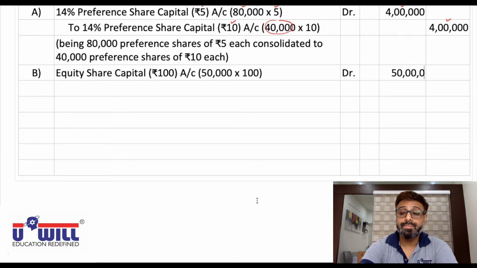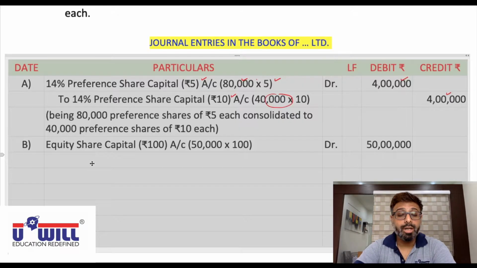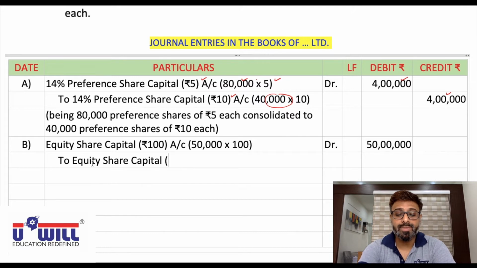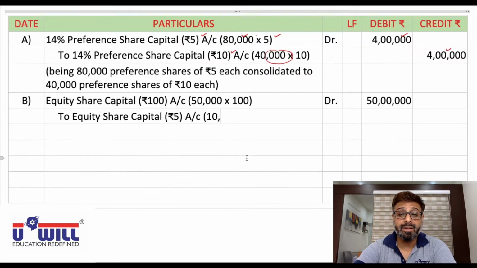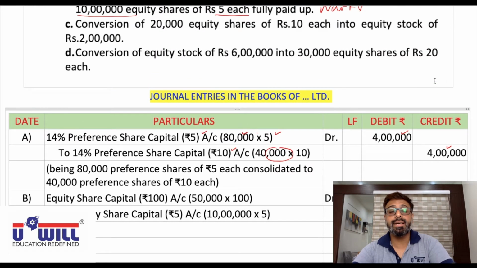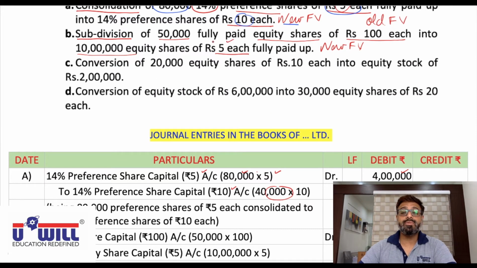And what will you credit? To equity share capital with new face value. Now what is the new face value in bracket? 5. So to equity share capital, rupees 5 account, but 10 lakh. Now they are converted into 10 lakh shares of rupees 5 each. So the amount will come the same, that is 50 lakhs. All of you can see here, 5 is the new face value, but 10 lakh equity shares they are converted into.